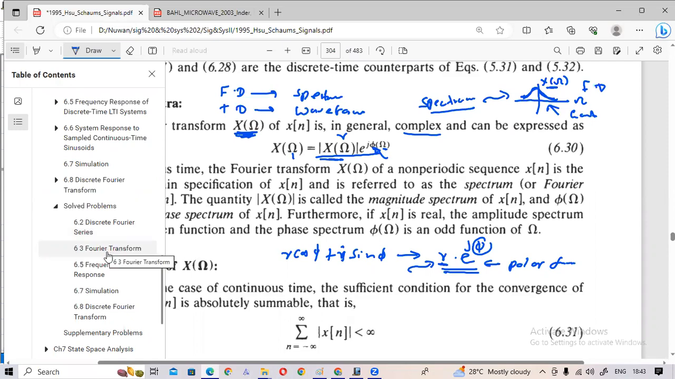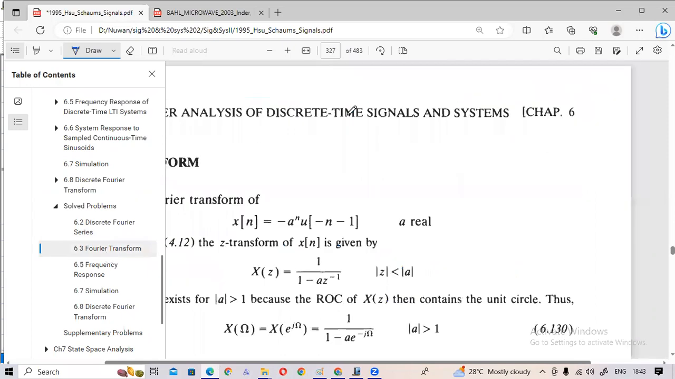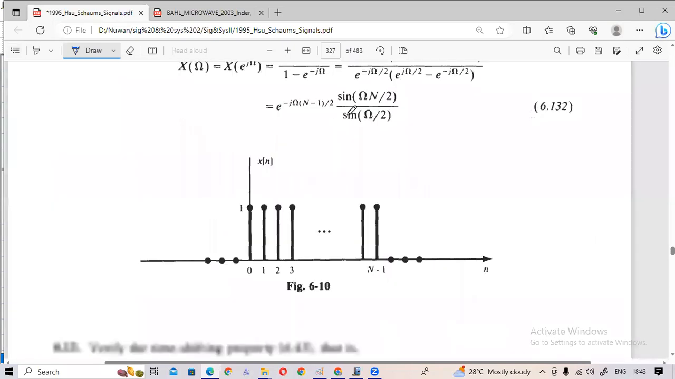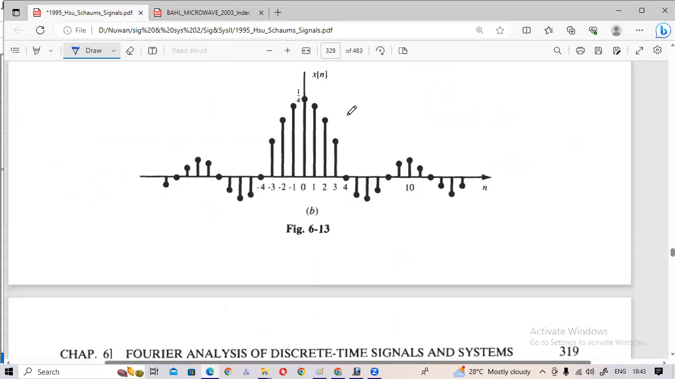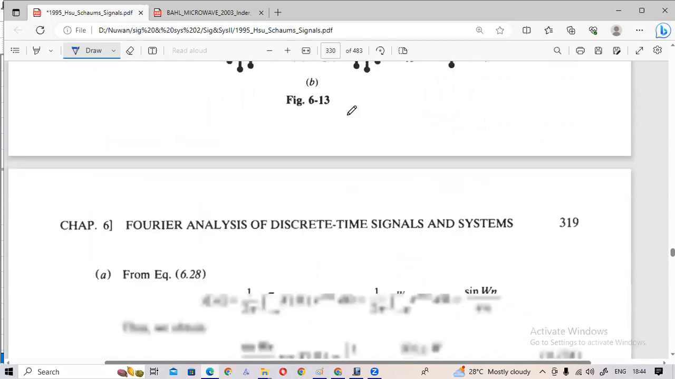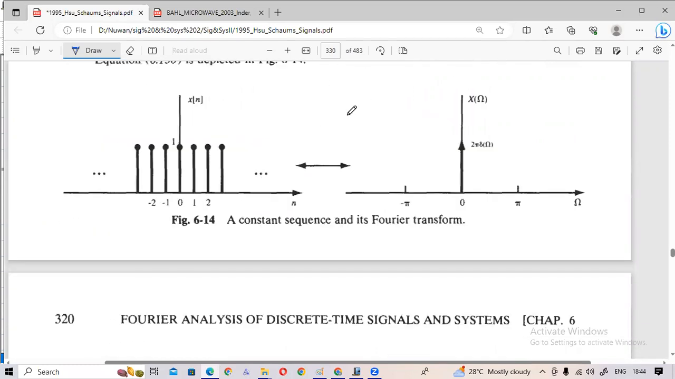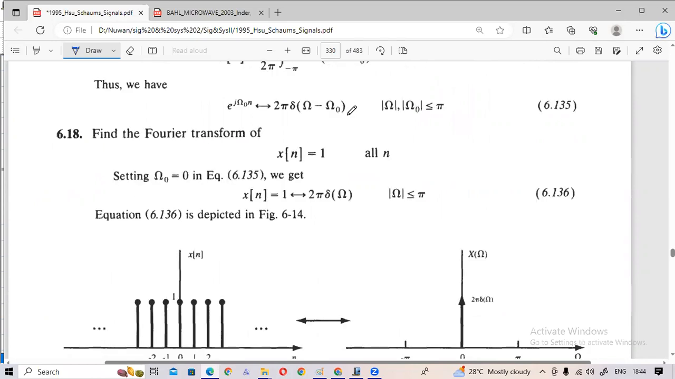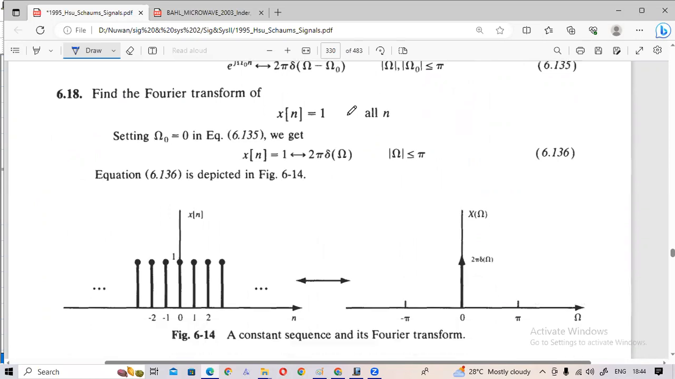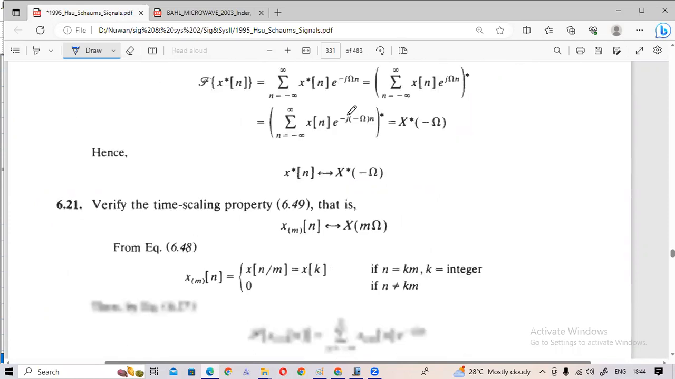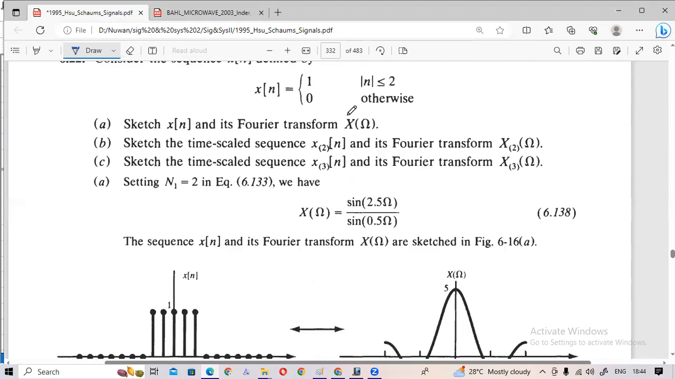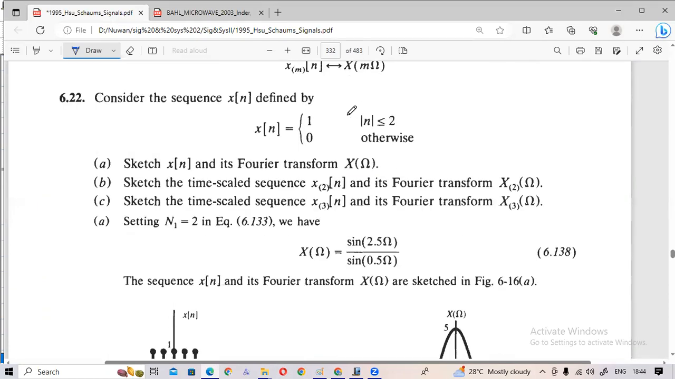So anyway, now we are in this one, Fourier transform. There are many examples. Let's first find the simple, basic example. Maybe this one. Yeah, maybe this one. Try to do this. Okay, we will try to do this one.